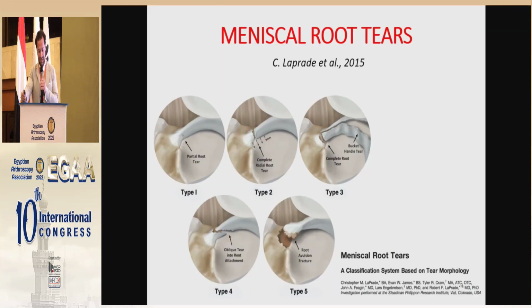So we know that meniscal root tears are defined as bony avulsion or complete radial tears within 9 millimeters of the meniscal attachment. This is the classification system by LaPrade, 2015, based on the tear morphology of the lesion. You can see 5 types. The most frequent is type 2, which is 68% of the lesions.